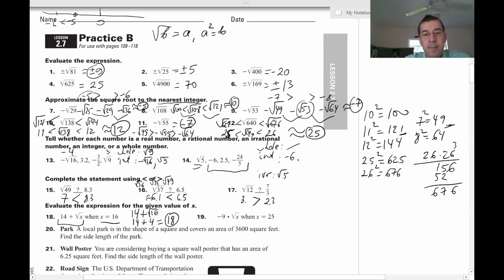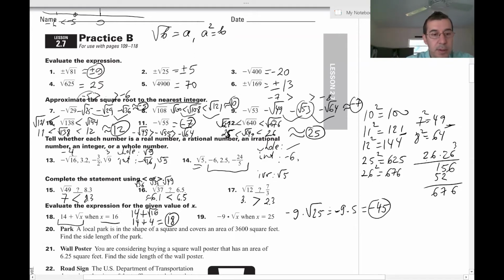Number 19, we have minus 9 times square root of x, and x is 25. So this is minus 9 times square root of 25, which is 5. We have multiplication of a negative and a positive sign, that's negative. 5 times 9 is 45.